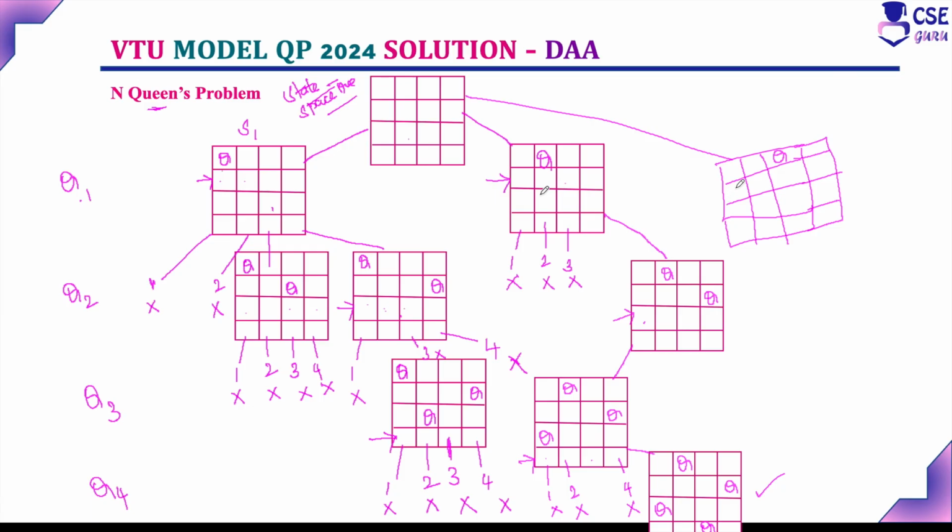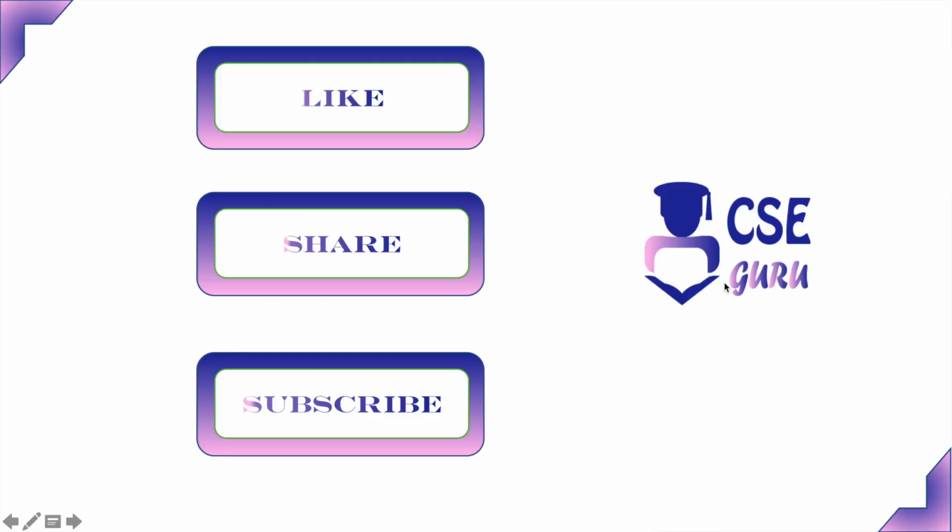Second queen in second row, first column. Third queen in third row, fourth column. And fourth queen in fourth row, second column. In this alternative state space tree, through all the levels, finally you will get this solution. Two solutions are possible for this 4 into 4 queens problem by constructing the state space tree using the backtracking technique. Thank you for watching this video.